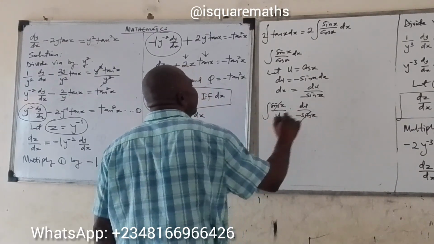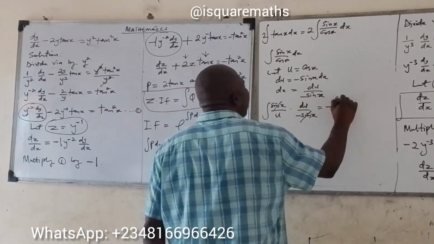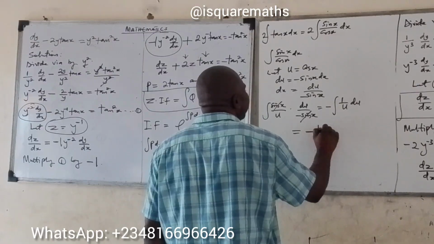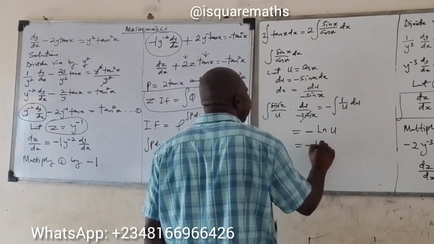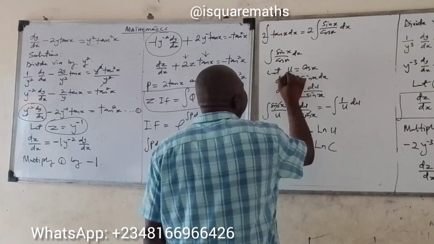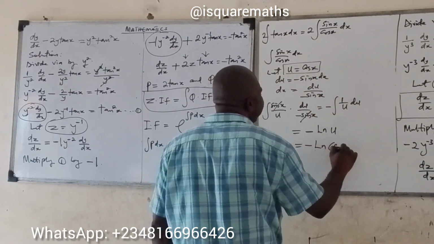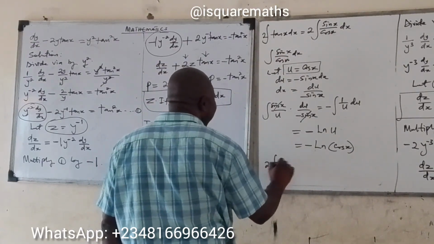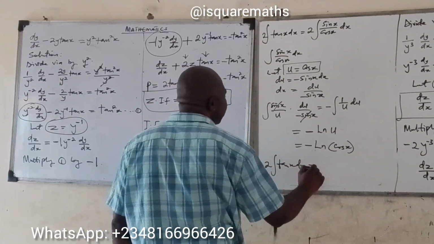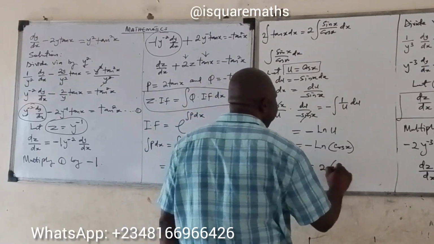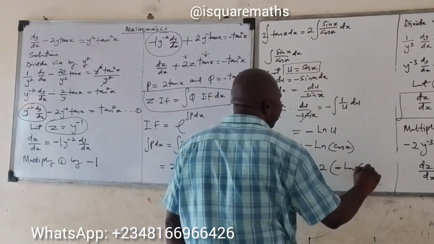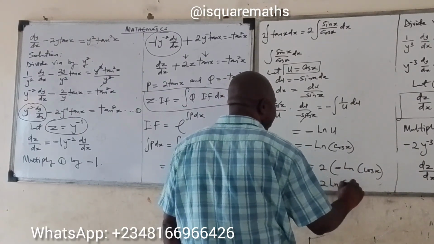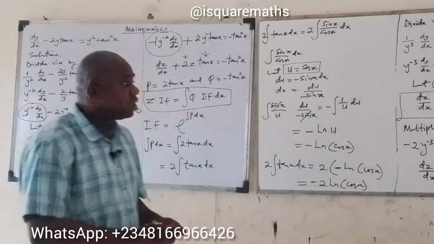So this will go with this, and we are left with minus integral 1 all over u du. When you integrate 1 over u, it is ln u, so that will give us minus ln. Remember the value of our u is cos x. So 2 integral tan x dx will be equal to 2 in brackets minus ln cos x, and that will give us minus 2 ln cos x.